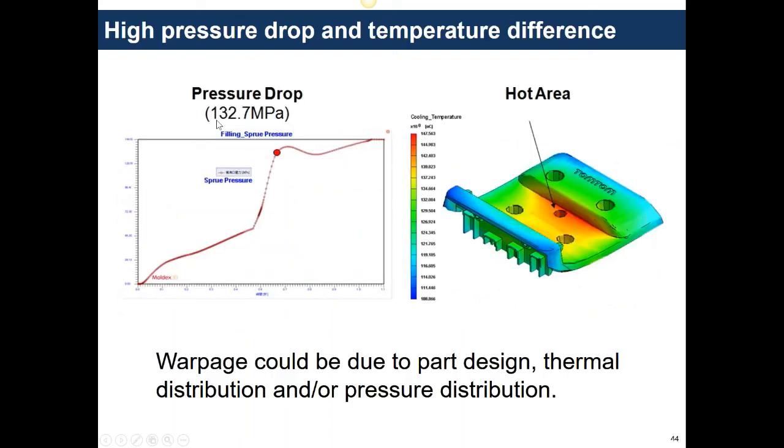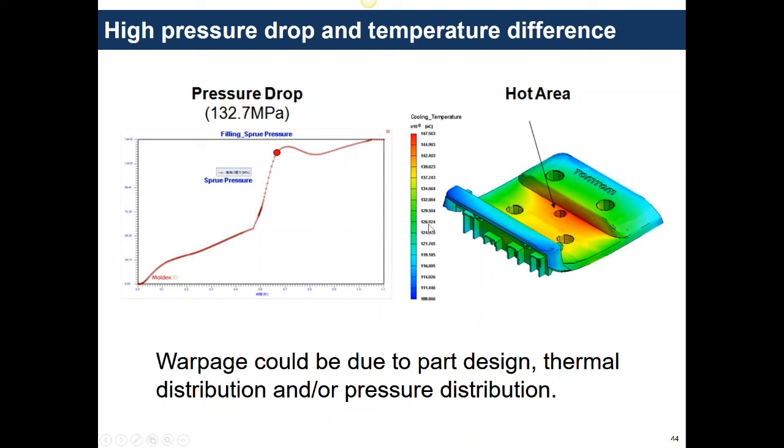They also observed that their pressure drop was too high. And after looking at the temperature results, they noticed that this section had a hot area. Basically, the way the cooling channels were designed, they were not close to this region, so this ended up being hot. Now, warpage is a factor of many things. It could be due to the part design, it could be due to the temperature distribution, or it could be due to the pressure distribution, and it, of course, could be a combination of all of the above.